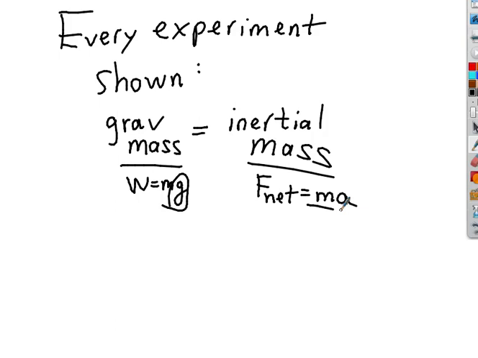All right, so that's the main idea. Gravitational mass will equal inertial mass, essentially in all problems. We're going to look at an experiment with this a little bit later, and we'll go from there.